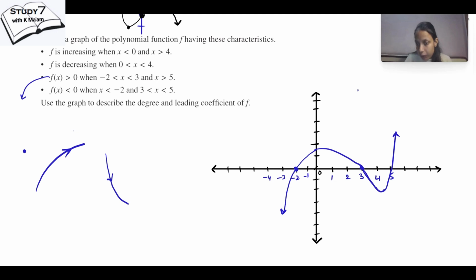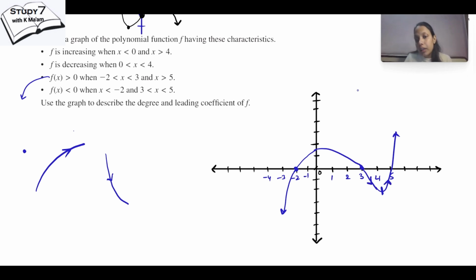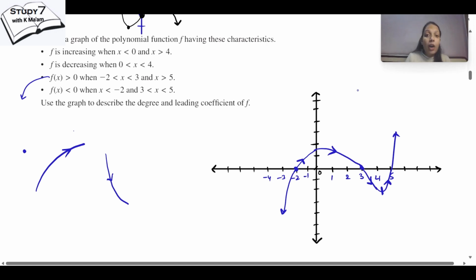Negative means it moves down. Another condition was after 4 it must go up. Before 4 it was going down. After 4 it's up. Here it's going up. After this it's going down. Look at this. Going up, then down, and again up. This is how we draw the graph of the function.